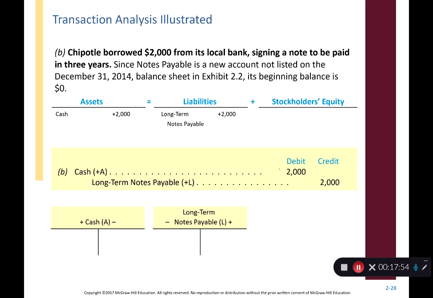Once I do my journal entry, posting it, if it's on the left, put it on the left. If it's on the right, put it on the right of the T account. And that's all there is to it.